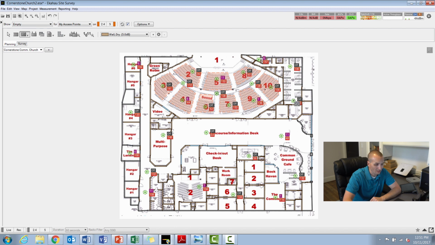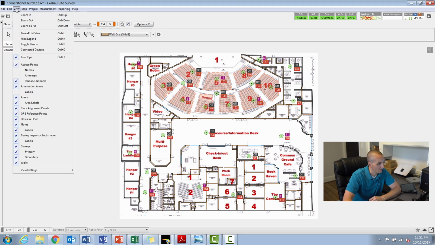Everything else that you're seeing, these are R510s with a few exceptions. The rest of these are all R510 omnidirectional, strictly as a coverage play, nothing more.